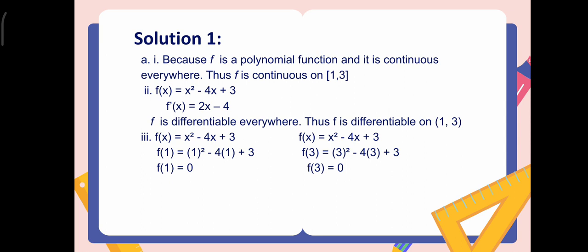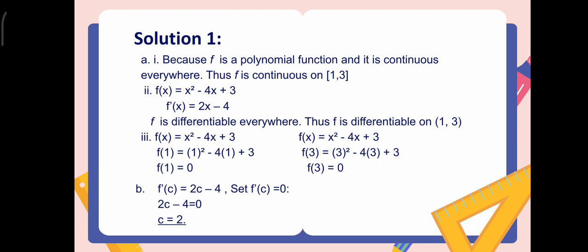Next, we are going to find the suitable value for c that satisfies the conclusion of Rolle's theorem. So let us have f prime of c is equal to 2c minus 4. Let us set f prime of c equal to 0. So we have 2c minus 4 is equal to 0. Using the equality property, we have c is equal to 2.